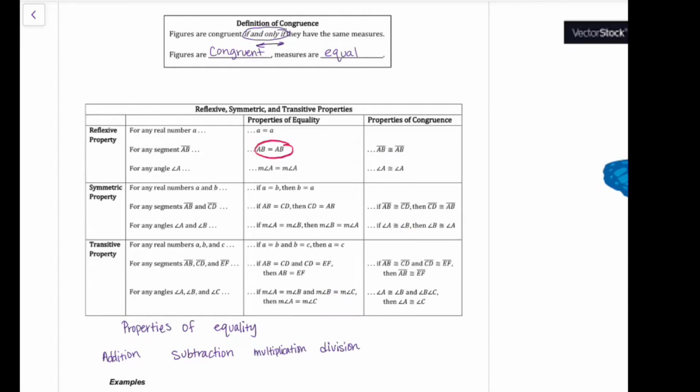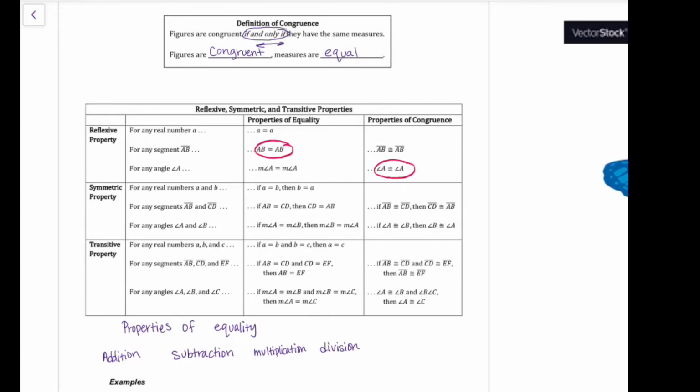So if AB equals AB, remember it's reflexive. We're looking at a guy in the mirror. You're looking at yourself in a mirror, reflexive. If it's congruent, we have angle A, the figure is congruent to the figure. Like you could put them on top of each other. We would say A is congruent to A.